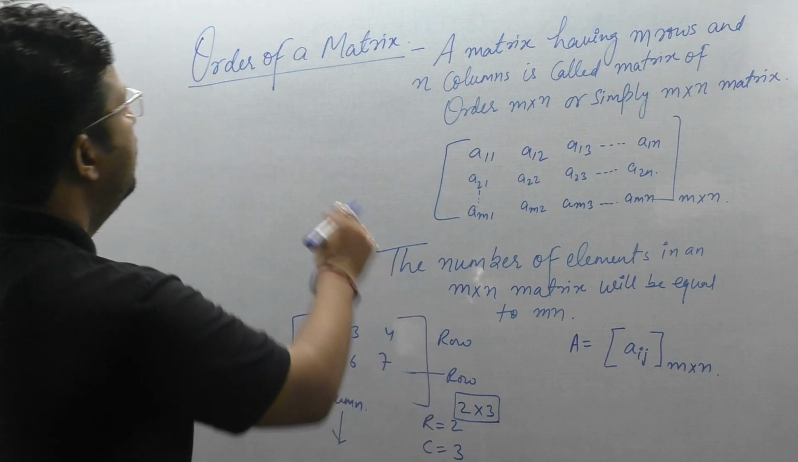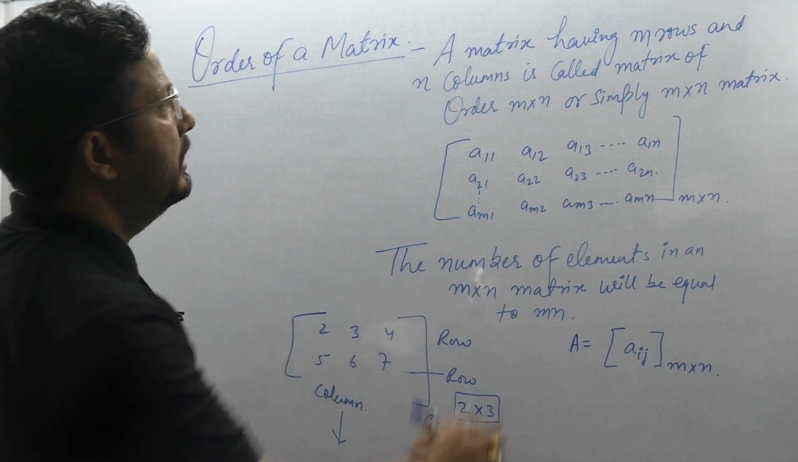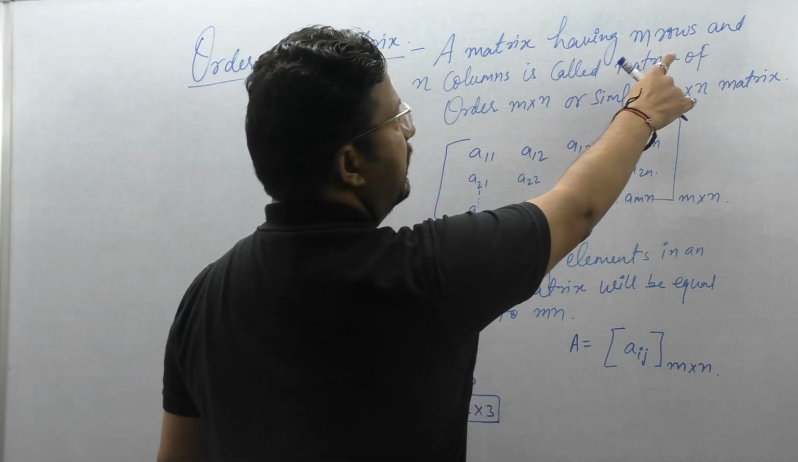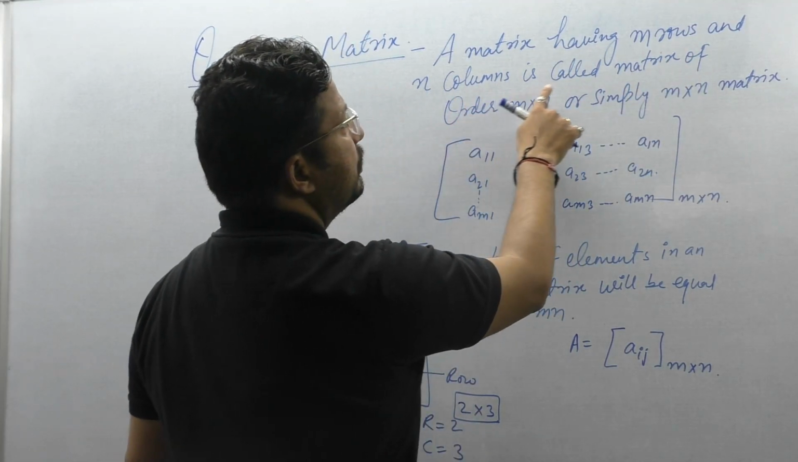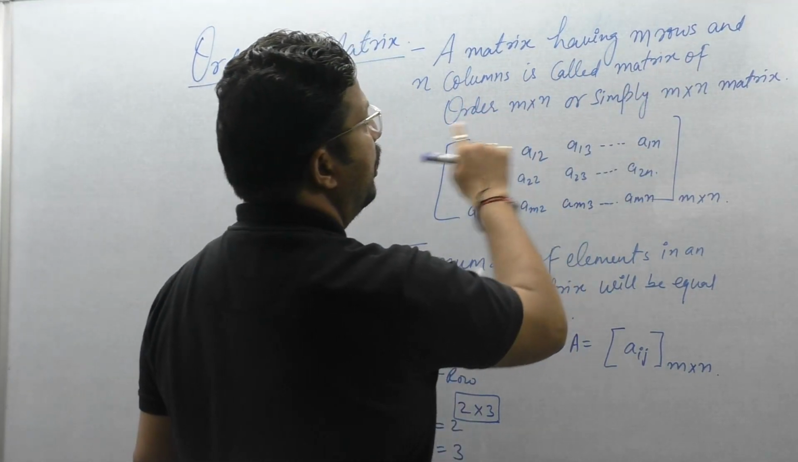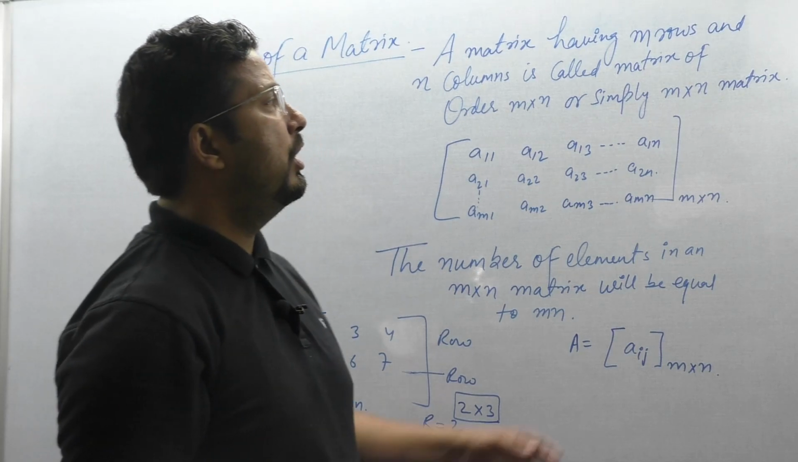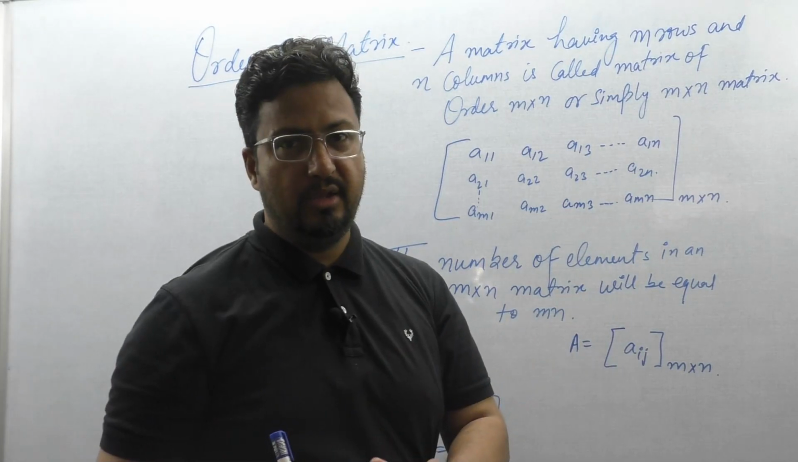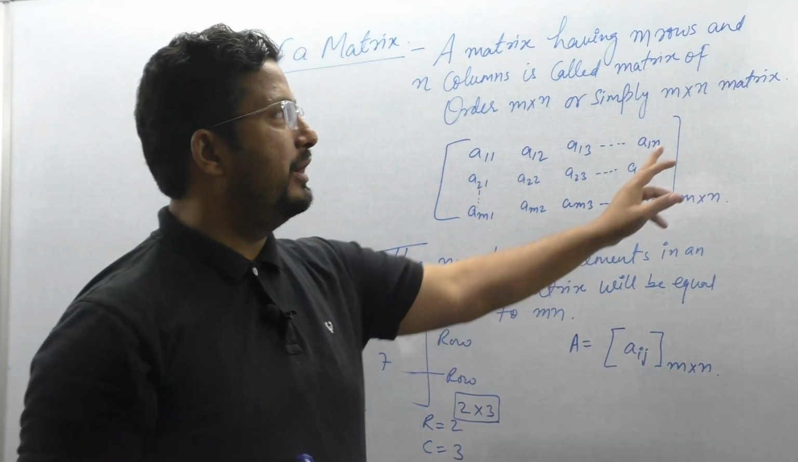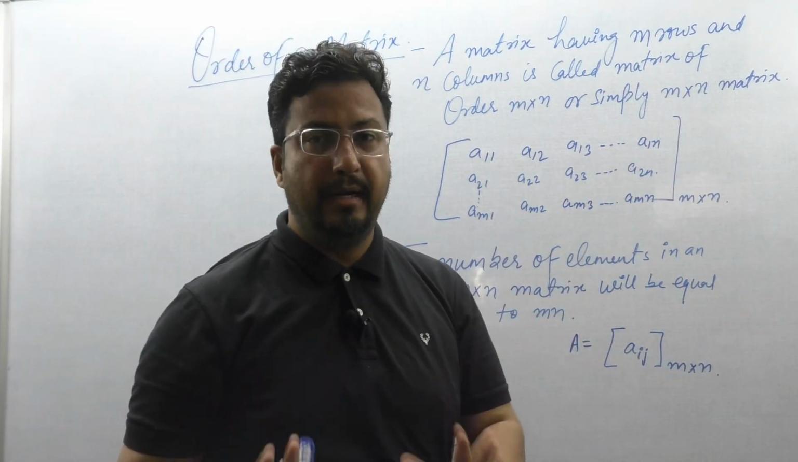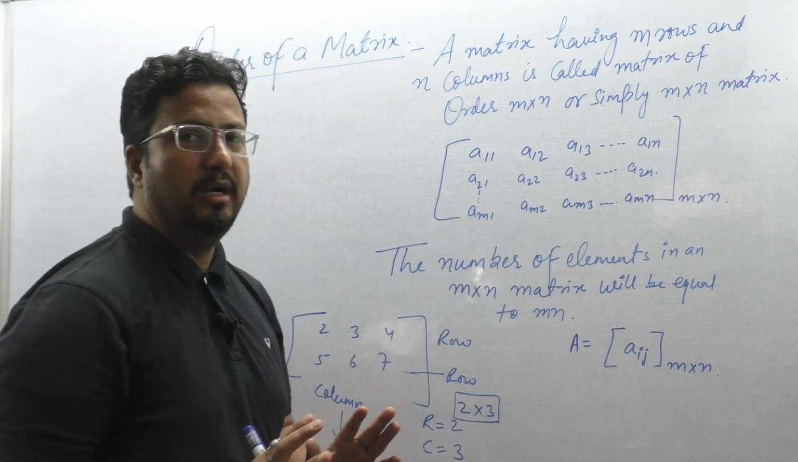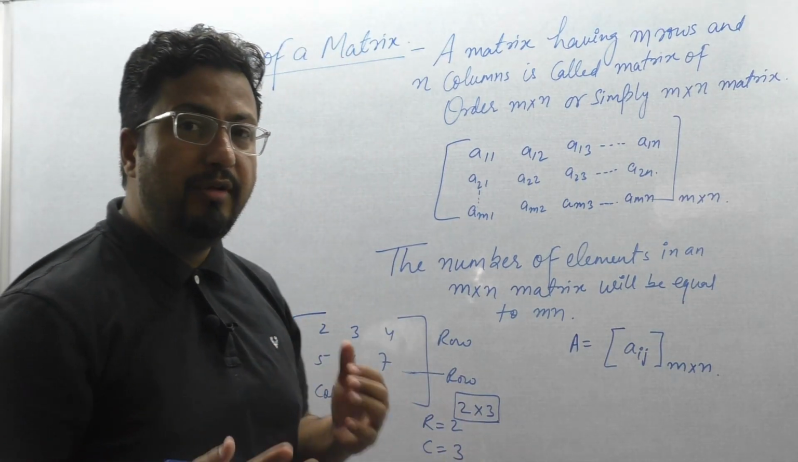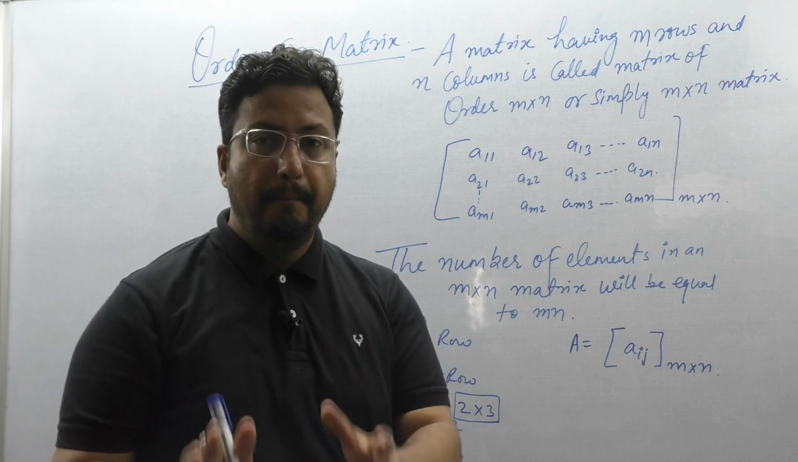What is the standard language? A matrix having m rows and n columns is called a matrix of the order m into n, or simply, actually we call it an m by n matrix, not into. The right pronunciation is m by n matrix. So whenever you talk about order, always say m by n matrix.